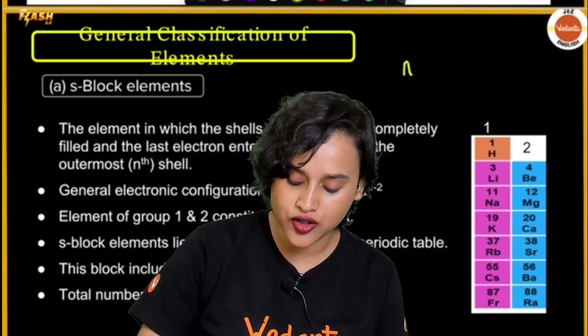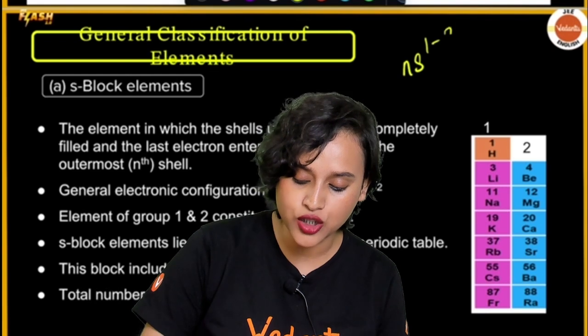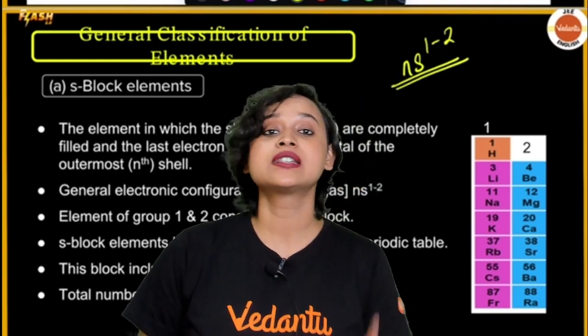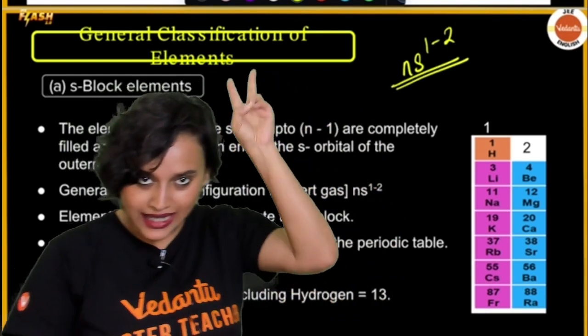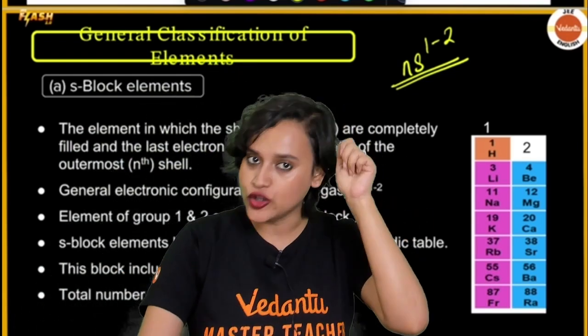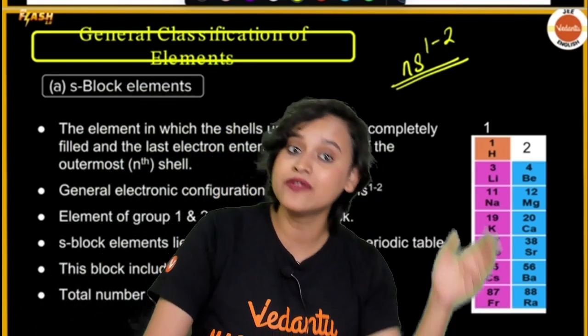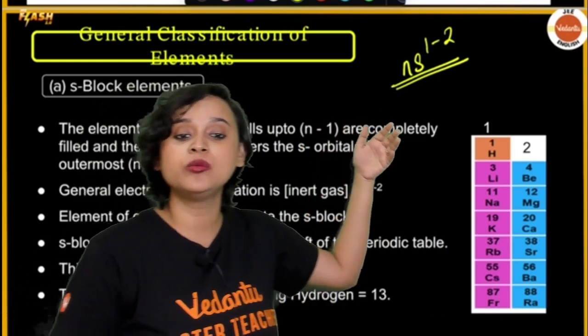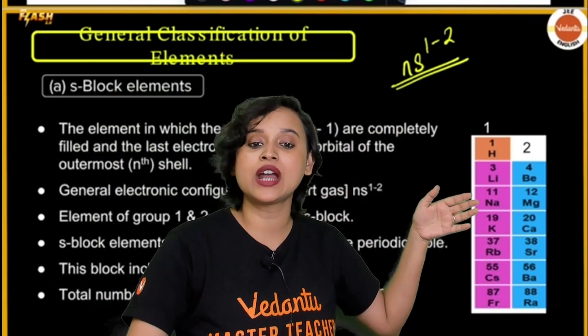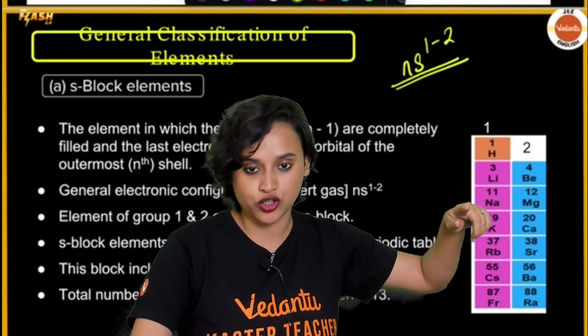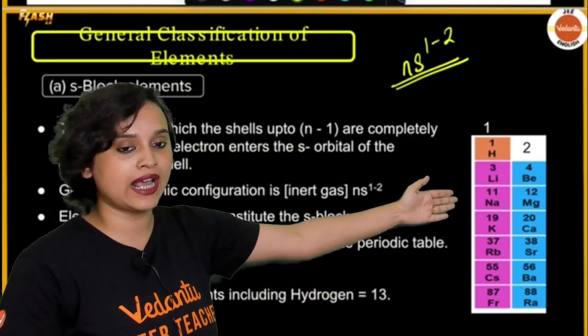You can write their electronic configuration as ns1-2, everybody. Yes, because they can only hold 2 electrons. That is the maximum occupancy. So, you will either write it as ns1. If you write it as ns1, that means they all belong to group number 1. And if you write it as ns2, that means they all belong to group number 2, right here, everybody.